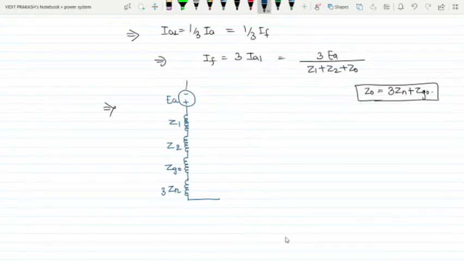Now this is VA1, this is VA2, and this is VA0.